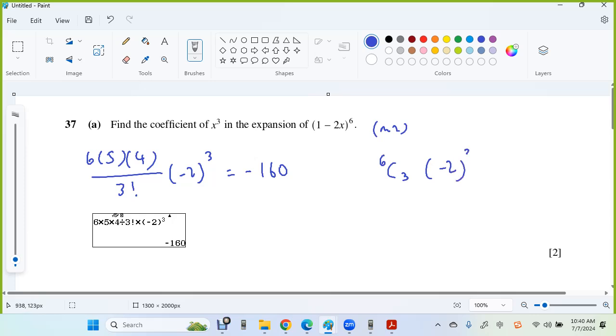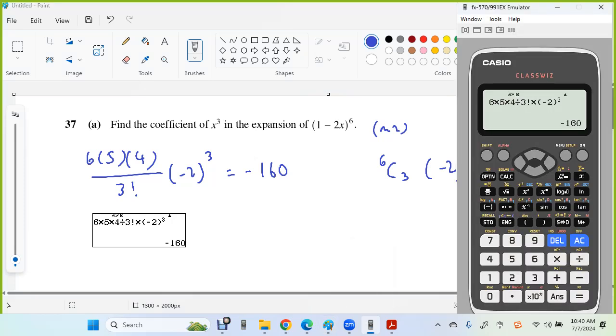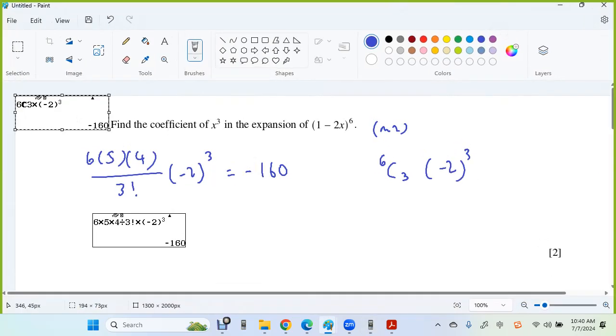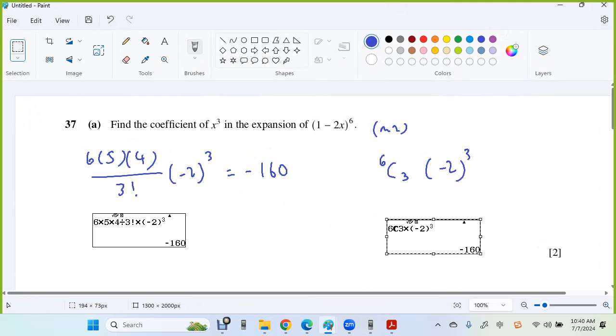Okay, so we can also use method number 2, that is we have the 6c3 and then negative 2 to the power of 3. Okay, so we have the 6c3 and negative 2 to the power of 3. Then we will have the negative 160 as well.